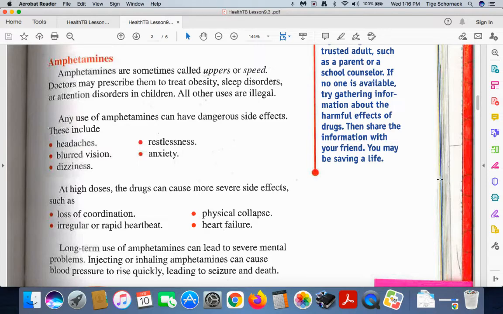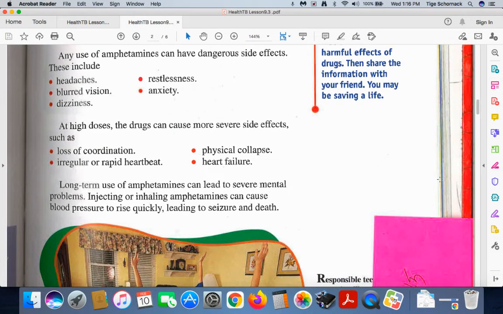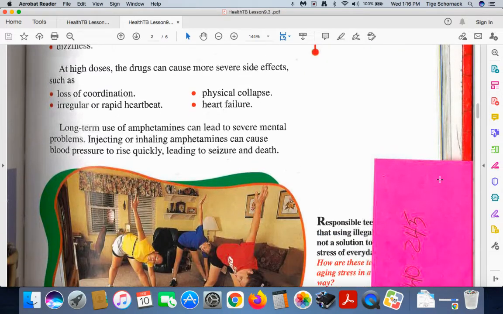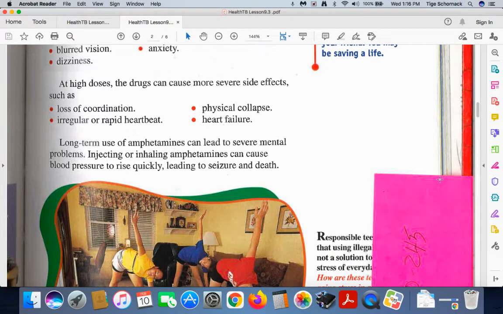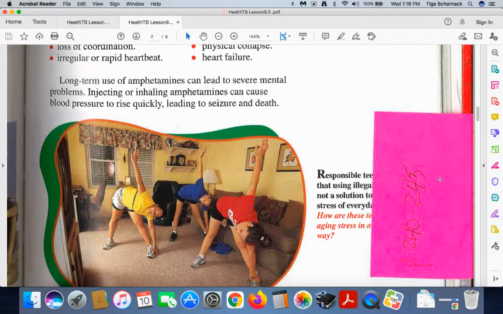Any use of amphetamines can have dangerous side effects. These include headaches, blurred vision, dizziness, restlessness, anxiety. At high doses, drugs can cause more severe side effects, such as loss of coordination, irregular or rapid heartbeat, physical collapse, heart failure. Anything like that, kids, can kill you. Long-term use of amphetamines can lead to several mental problems. Injecting or inhaling amphetamines can cause blood pressure to rise quickly, leading to seizure or death.